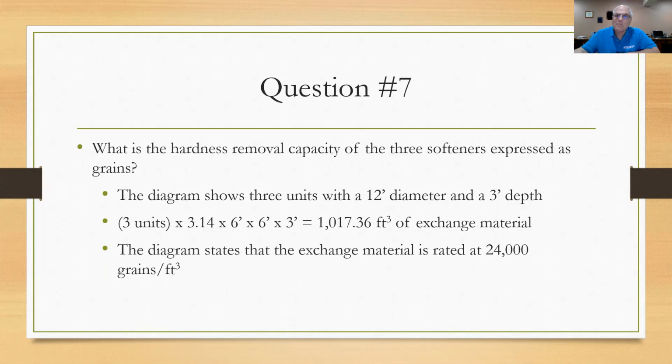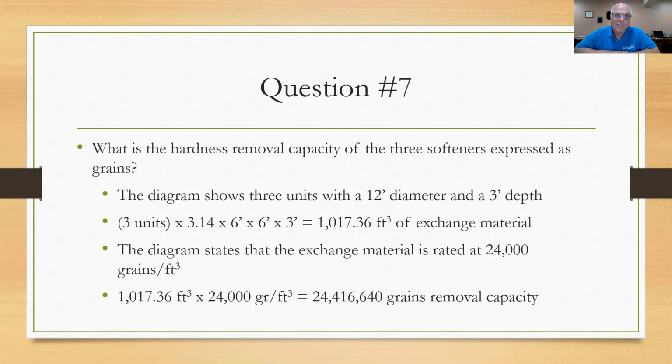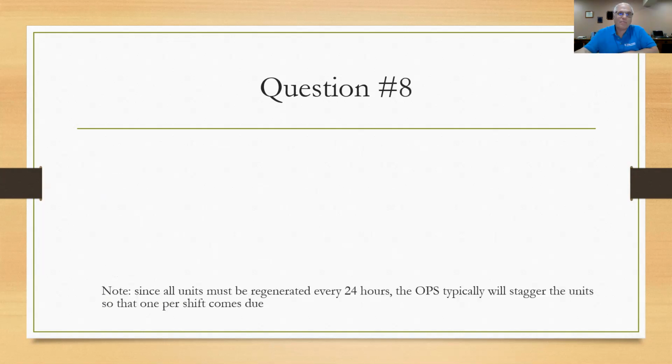So if I multiply that times the total amount of material that I have, I should get the exhaustion point. If I take the 1,017.36 cubic feet, multiply it by the 24,000 grains per cubic foot, I come up with a removal capacity of this water treatment plant of over 24 million grains of hardness. That's how much hardness I can remove. So if I know how many grains of hardness are coming in, I'll be able to figure out how long I can run this plant before I go to exhaustion in this question. So let's take a look at it.